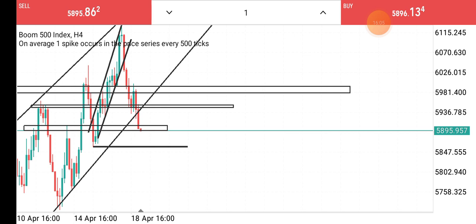I had predicted. It's very simple to do this analysis. It doesn't mean that all your analysis must be right, but if you know what you're doing, if you are good at it, you will see that at least 70% or 80% of your analysis will always be correct.